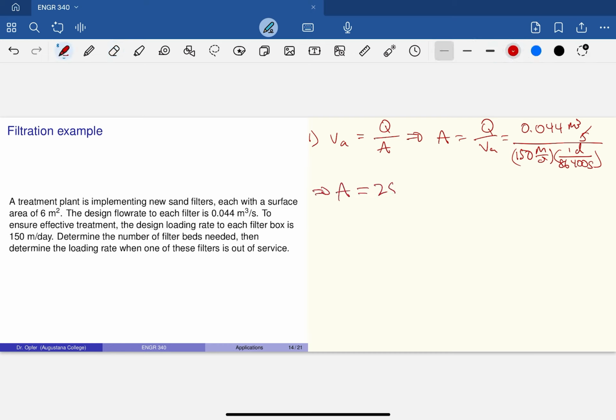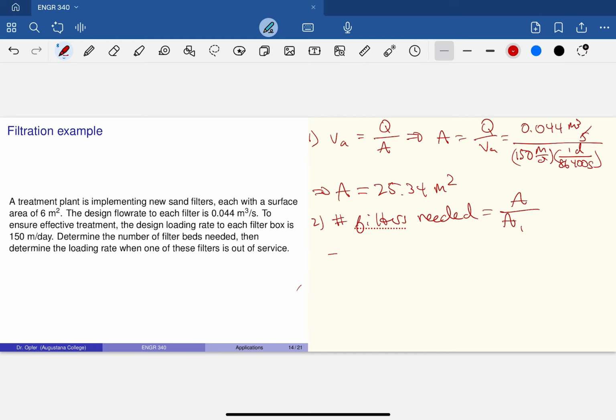Okay, and when you do this, you should get an area equal to 25.34 meters squared. Okay, but remember, this problem said that each of these sand filters only has an area of 6 meters squared. So, to get the number of filters needed, we just take this total area divided by the area of, let's say, one filter.